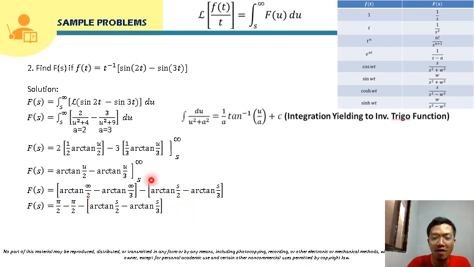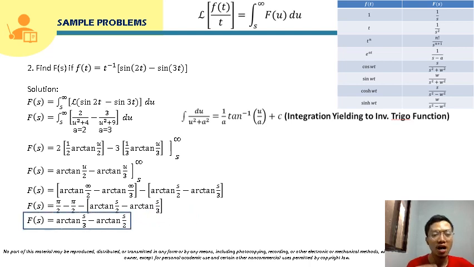Okay, so simplifying this, we just distribute the negative here for this and this. So this will now become positive, negative times negative, and then negative times positive will become negative arctangent of s over 2. So this will now be the answer for this. The Laplace transform of the given f of t is just arctangent of s over 3 minus arctangent of s over 2.